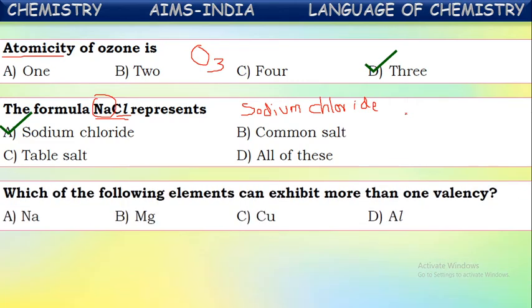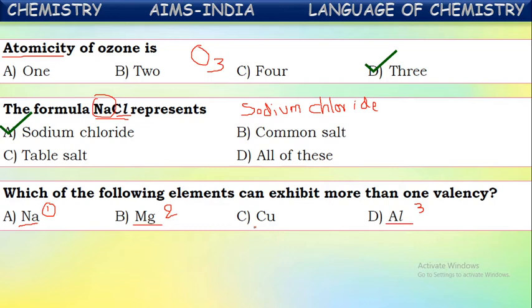Next, which of the following elements can exhibit more than one valency? Yes, we studied about variable valency. Some elements often exhibit more than one valency. Those elements which can exhibit more than one valency are called variable valent elements, and that phenomenon is called variable valency. See, which element generally can exhibit more than one valency among these? If you observe elements like sodium, magnesium, aluminum, they always exhibit a single valency. Sodium always exhibits one valency. Magnesium exhibits two valency. Aluminum exhibits three valency.